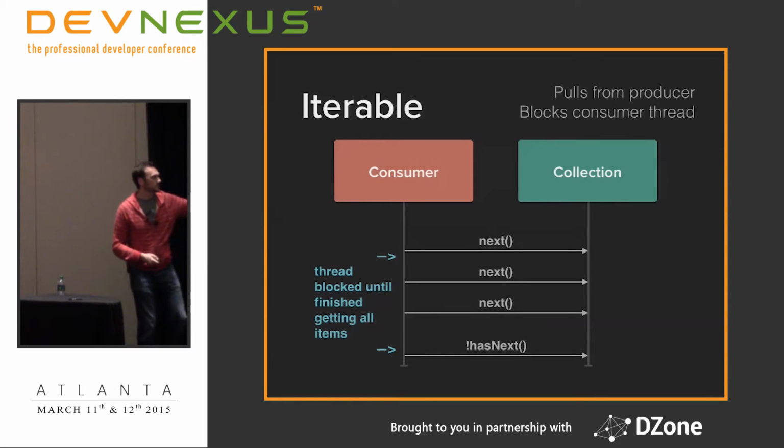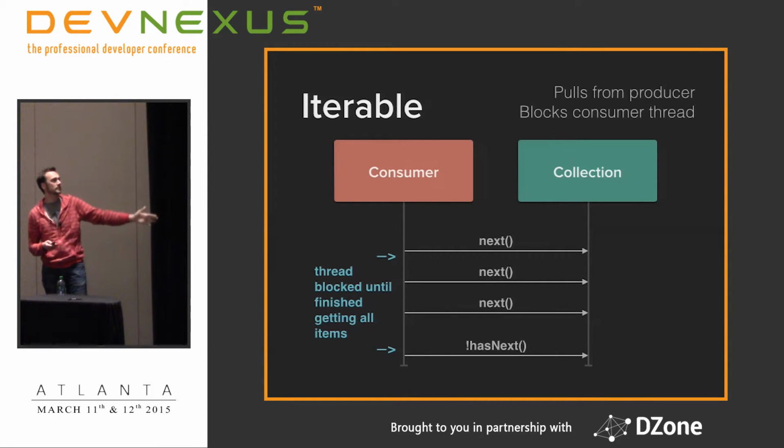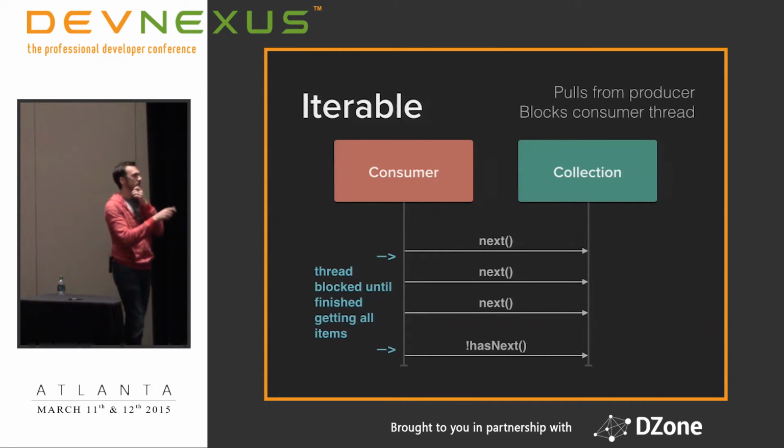And the thing is, the consumer, while it's going through this collection, can't go off and do anything else. If this collection behind the scenes is making a web request for each item, or going through a database or some sort of expensive operation, you can end up blocking. If this is your UI thread, you wouldn't want to do something like this. So your consumer can't go off and do anything else until it's consumed everything in the collection.